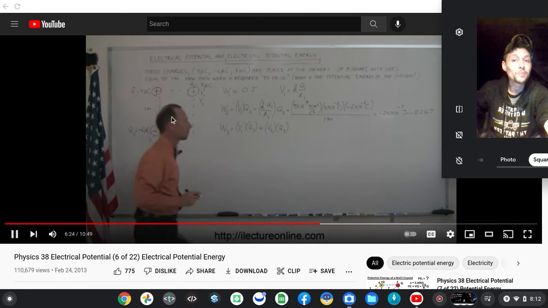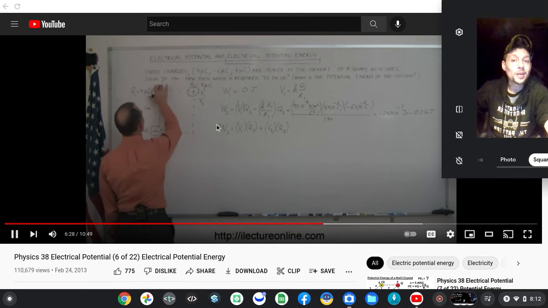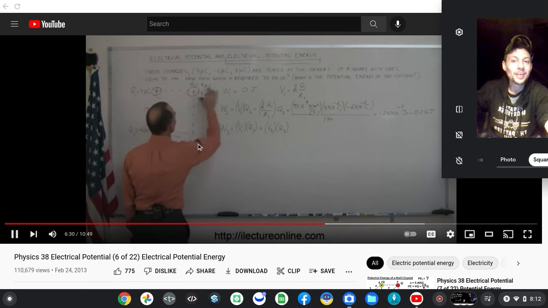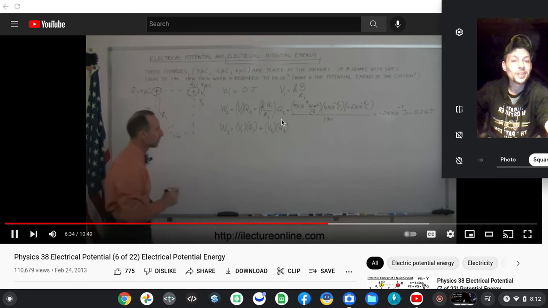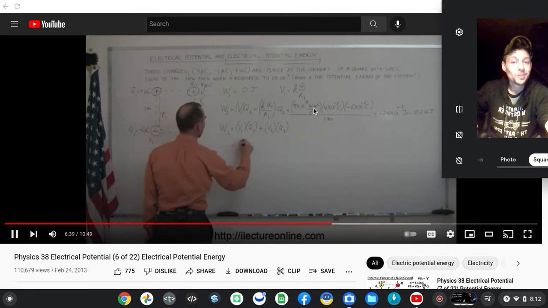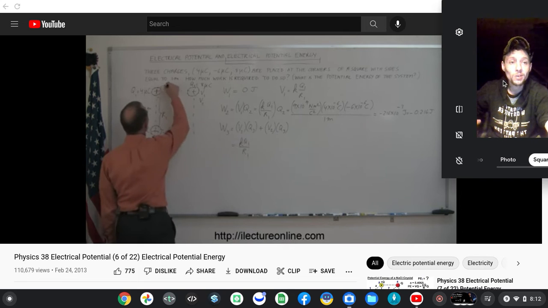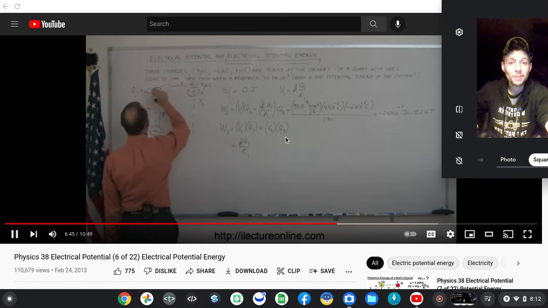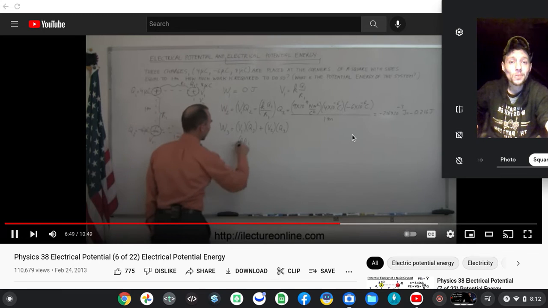Remember, V1 was the potential at this location from the first charge, and V2 was the potential at this location from the second charge. V1 is equal to K Q1 over R1, where R1 is the distance between Q1 and the location of Q3, and we multiply that times Q3.